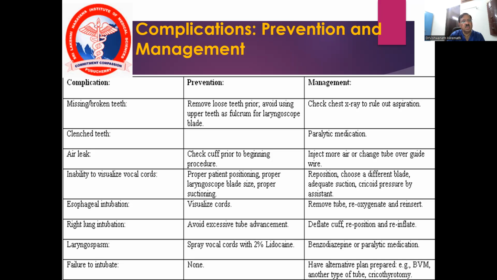Endotracheal intubation may result in esophageal intubation, so always do the intubation after a proper visualization of the cords. Invariably, right lung intubation may be a problem. Avoid excessive tube advancement to prevent right lung intubation. Always do the suctioning and avoid repeated attempts at intubation, which may lead to laryngeal spasm. Spray the vocal cords with 2% lignocaine.